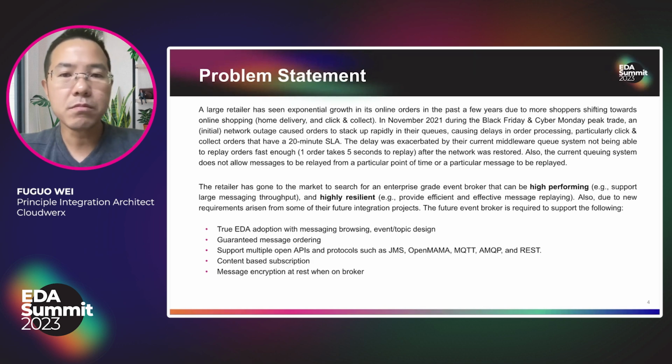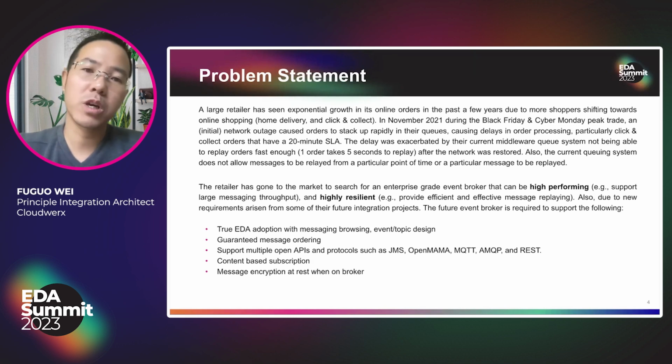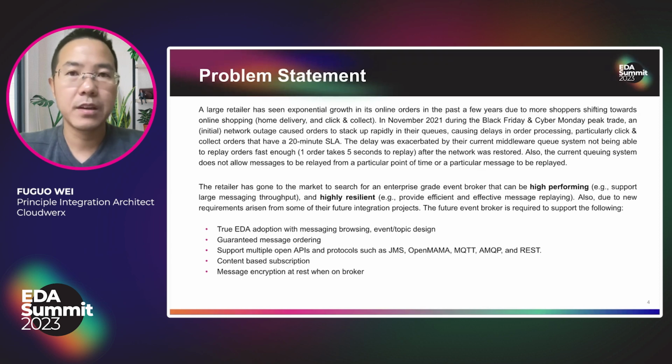And when the network was restored later, they started to replay the orders from the queue. Because of the legacy queue system they had, it was really slow to replay. One order took about 5 seconds to replay. They could make it quicker, but that would require a code change and a lot of customization. So that basically violated a lot of their SLAs.